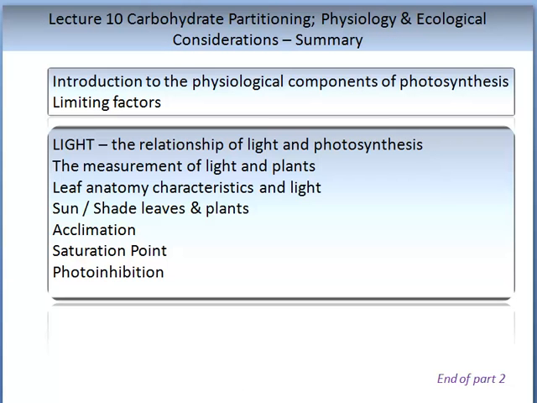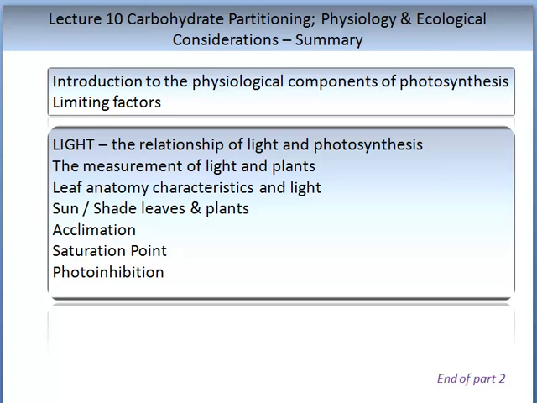The associated reading with this chapter will be given in part 3. So let's summarise what we've learned. Well, we have introduced the physiological components of photosynthesis and the concept of limiting factors. We have looked at the abiotic input light in some detail. You will have learnt by now the relationship of light and photosynthesis and just how important it is and what that role is. You are aware of the measurement of light and how this can be interpreted.